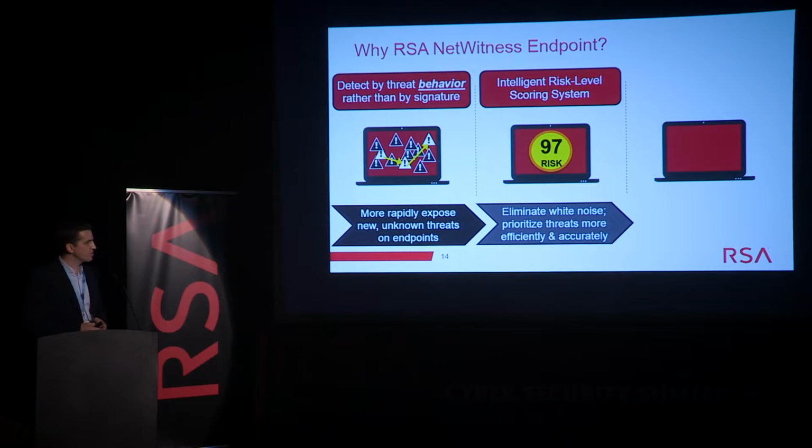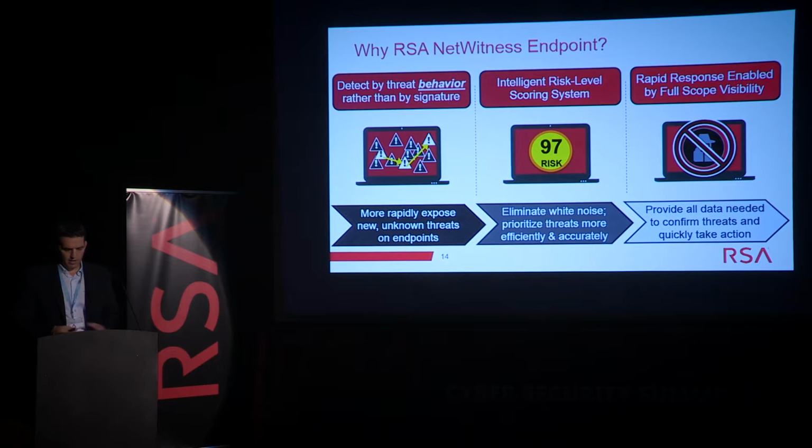We have an intelligence rescoring system. When we are getting data in, we analyze it, and based on the analysis we get a risk score. So we can prioritize what is important and what to look at first, rather than focusing on everything, and have a really rapid response. With a full scope of visibility, we want rapid response, to take actions, to stop attacks, to analyze them, and to see how to fix our security controls.